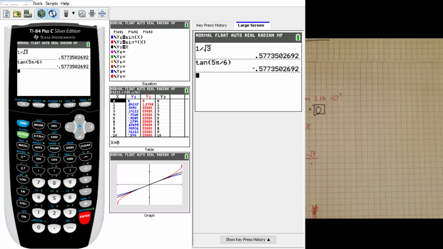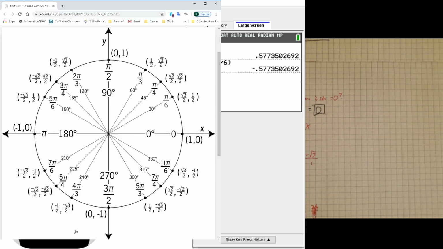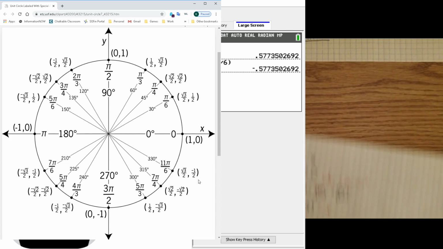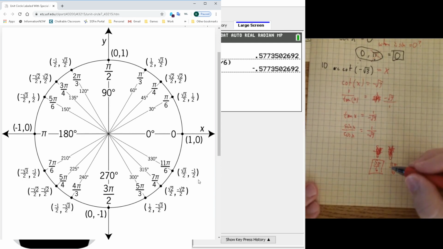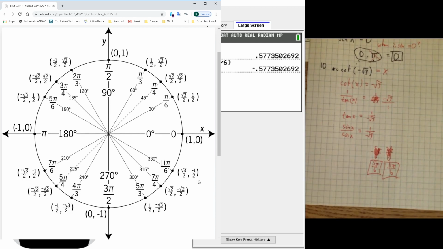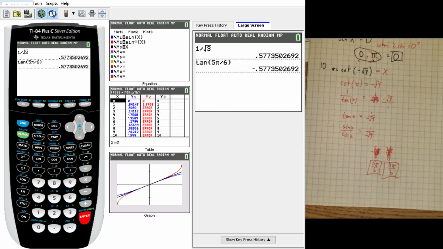There's one other number that gets it as well. Let me see if I can find it. Unit circle. And the other one should be right here, 11 pi over 6. These are all considered to be acceptable solutions, but now I need to double check my domain, see if it actually does work. And it turns out for these ones, it really doesn't.